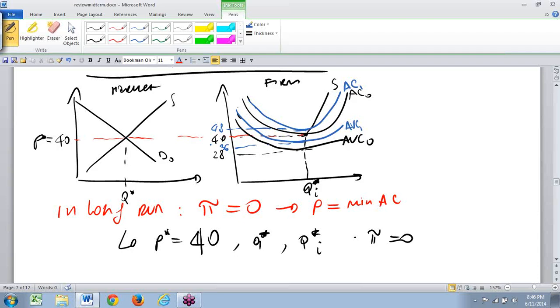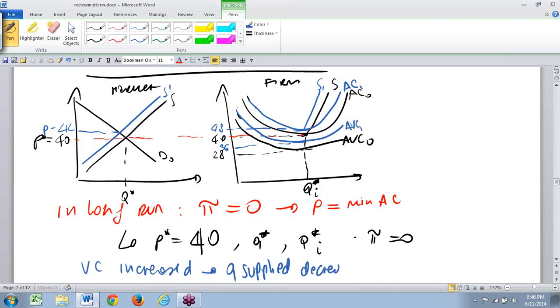Here the variable cost has increased. Since the variable cost has increased, the firm now wants to sell fewer units, so on the market the supply curve will shift to the left, and the new price is 44. Why do we have this increase in price? Because the variable cost has increased. So variable cost increased, Q supplied decreases, and the market price increases. Yes, Varun, this is what happens in the short run.